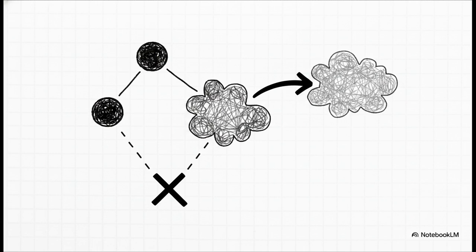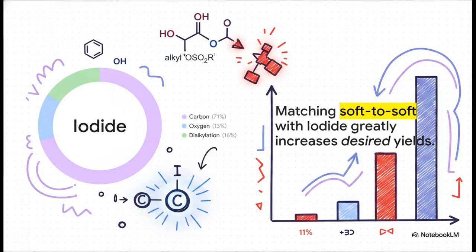To successfully build our carbon framework, we have to match that soft carbon nucleophile with a soft electrophile. It's like matching puzzle pieces. When we actually put this into practice, the numbers speak for themselves. If we use an alkyl sulfonate, which features a hard leaving group, it naturally prefers the hard oxygen, and our yield of the carbon alkylated product drops to a pretty measly 11%. But by simply swapping to a soft iodide leaving group on our electrophile, we match soft to soft. This tiny change gives us a massive 71% yield for our desired carbon alkylation, a total game changer.